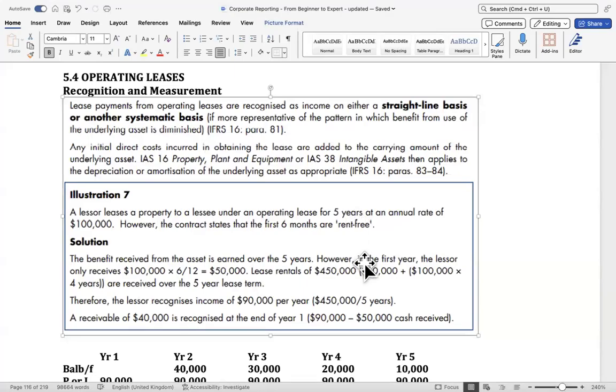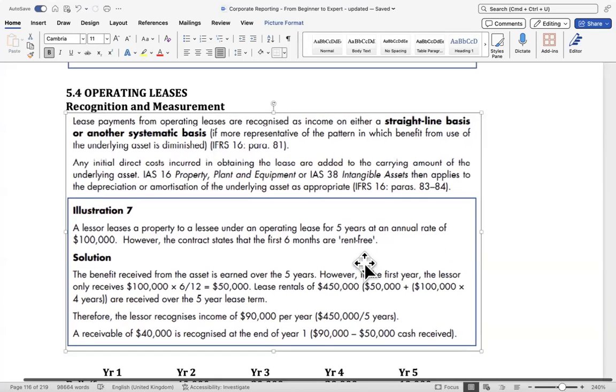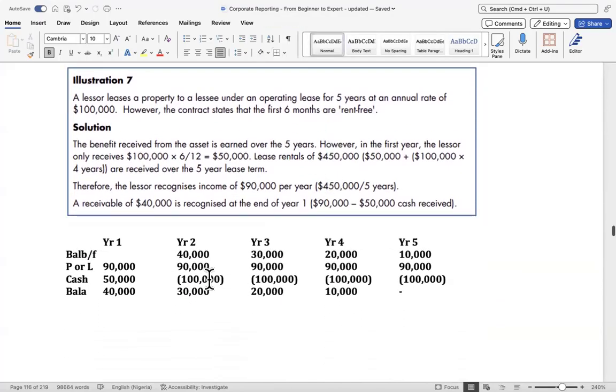So that means what I recognize in my books, in my P&L every year is 90,000. That is how much I recognize in my P&L. So in year one, I recognize 90,000, in year 2, 90, in year 3, 90, in year 4, 90, in year 5, 90. That's it. But it comes with a challenge, and this is the challenge. I did this schedule for you to show you the impact of that. So if you look at it, in year one, we say that you recognize 90,000 to your P&L, right?